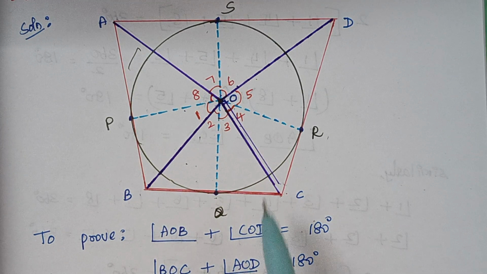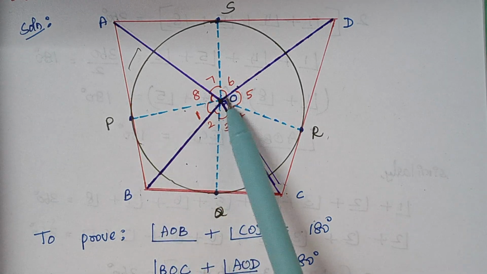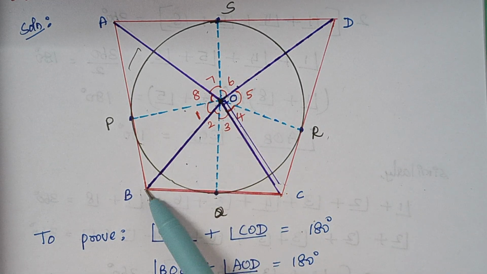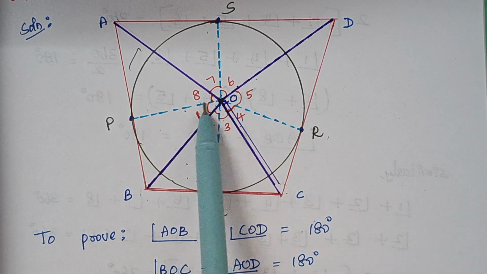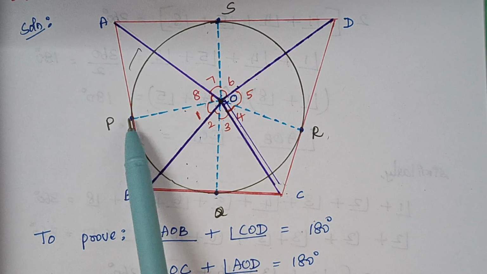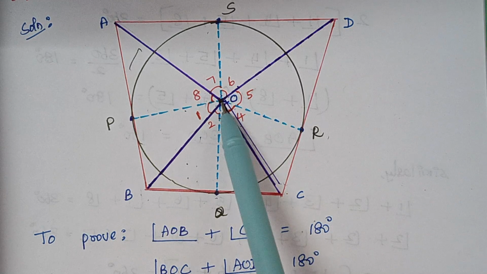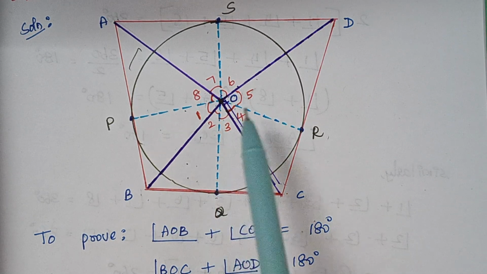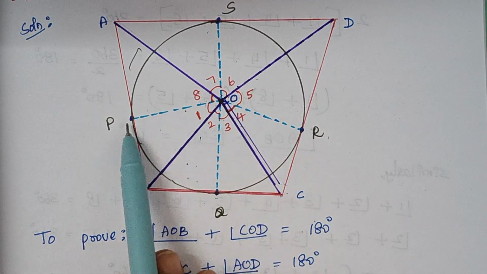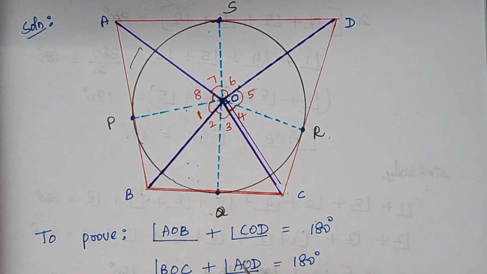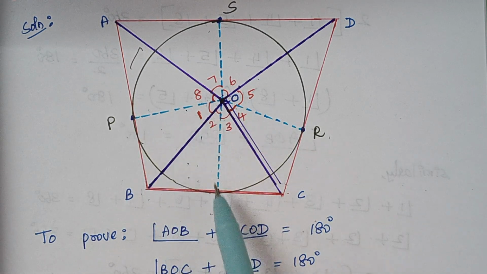Again, the same thing: this triangle and this one. OB is common to both these triangles. And the next thing is, OP is a radius because it connects the center to the circumference. Similarly, OQ is a radius because it connects the center of the circle to the circumference. So here OP is equal to OQ. So OB is common, OP is equal to OQ.